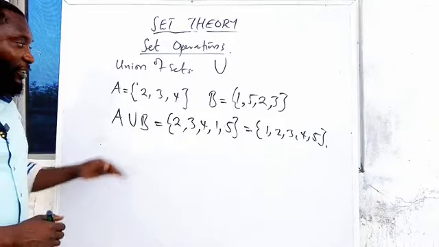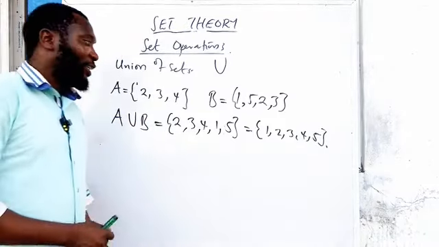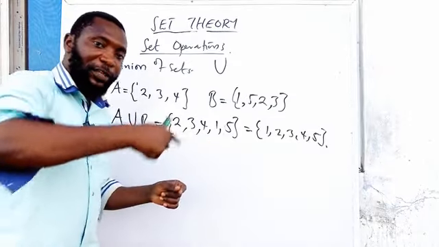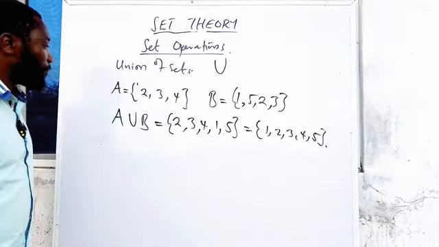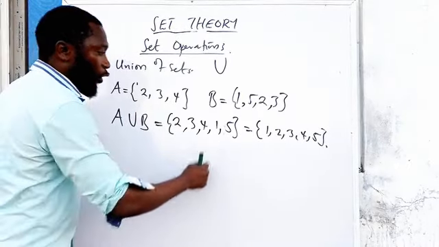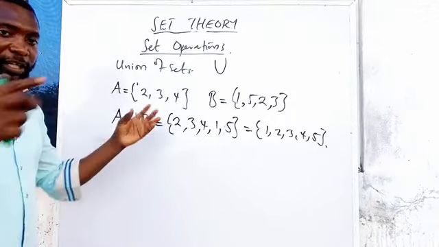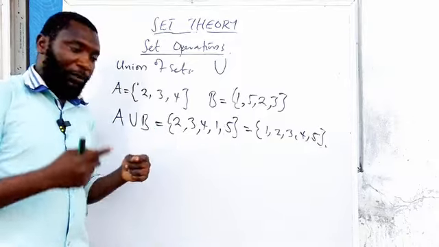What do I mean by cardinality? The same number of members. Their members are the same, and they are also the same in number. Then we say the two sets are the same. Now here we have union of two sets. You combine them together without repetition.